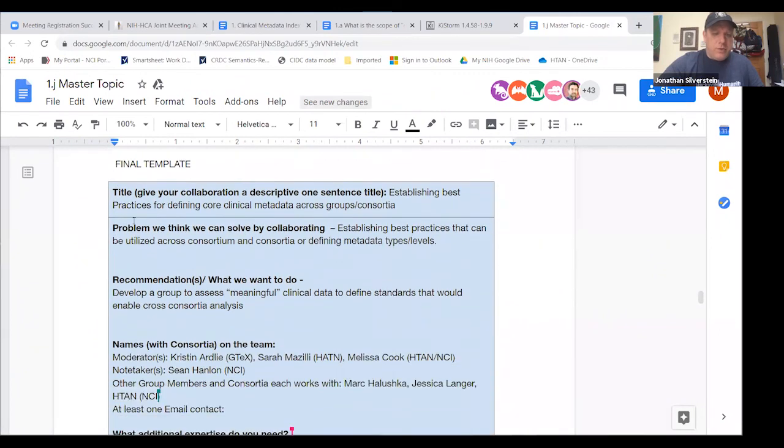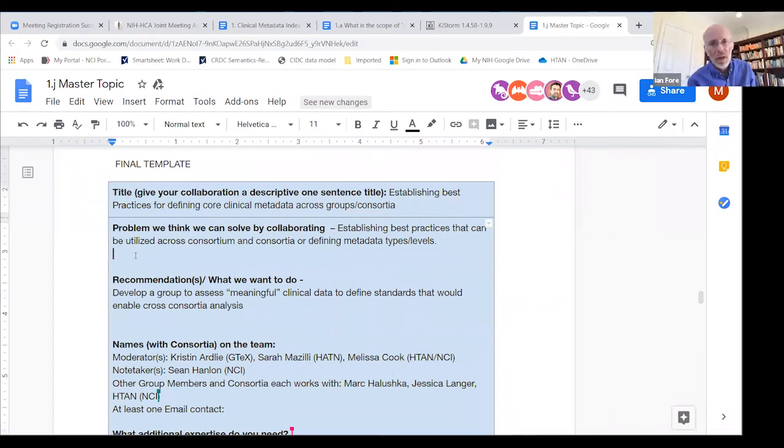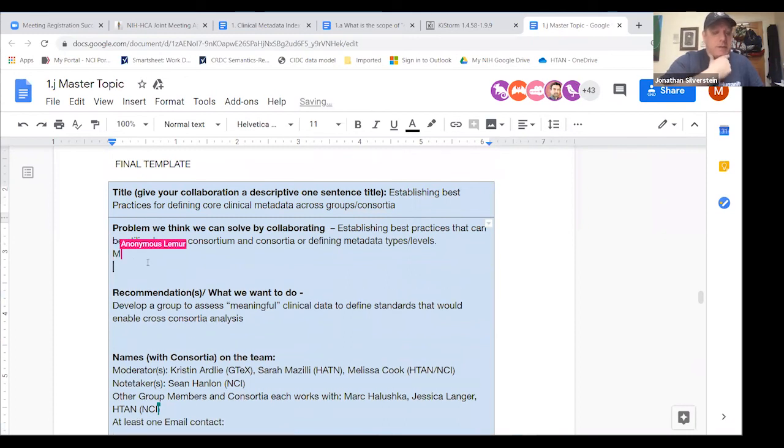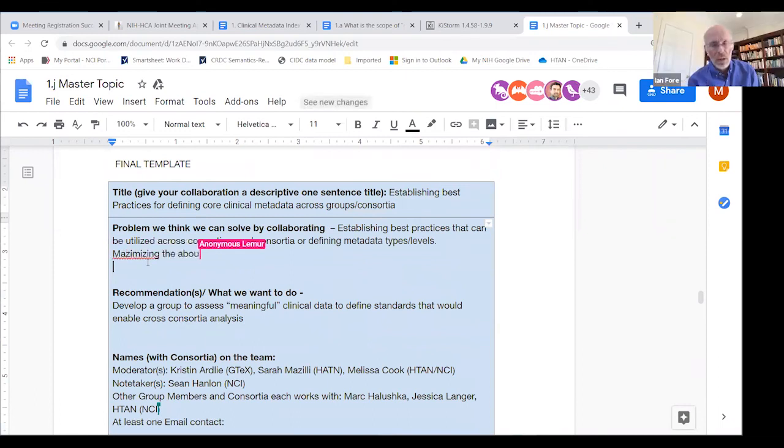It says problem we think we can solve. I think the key word is context. We're not really about solving standards. We're really about solving the analytic context, the context of the data. The context of the study is what I would suggest. It's the context of so many things, but yeah.